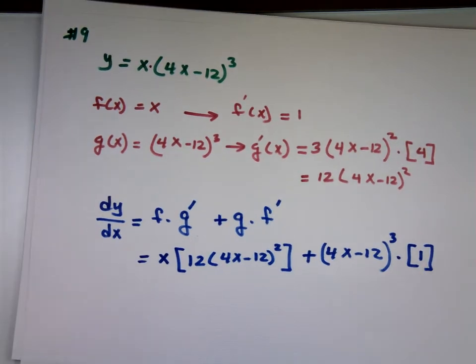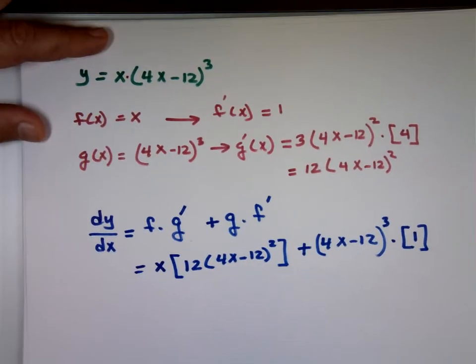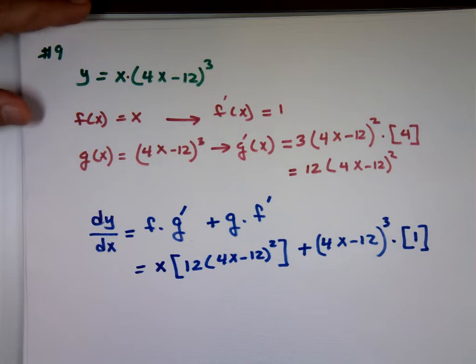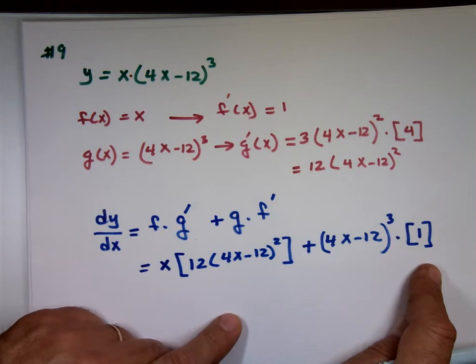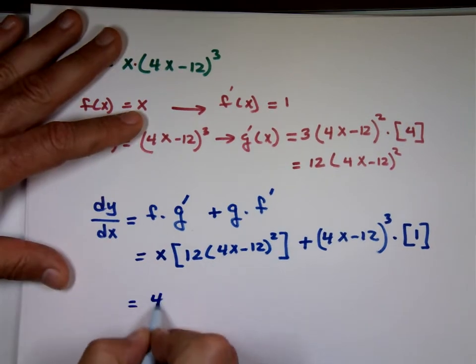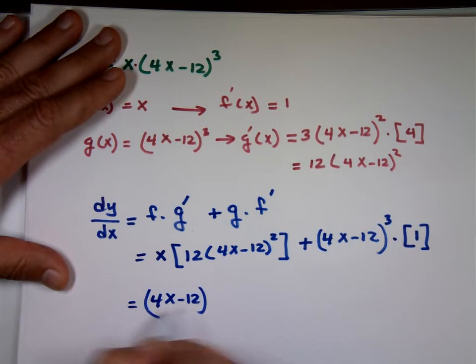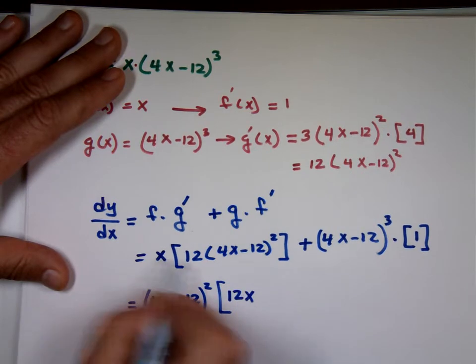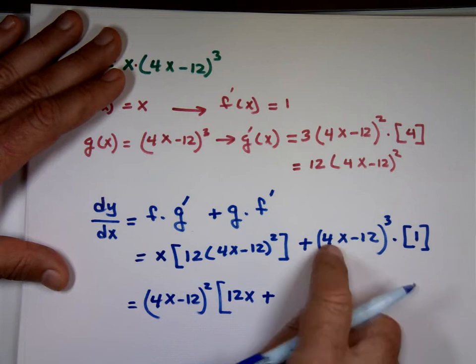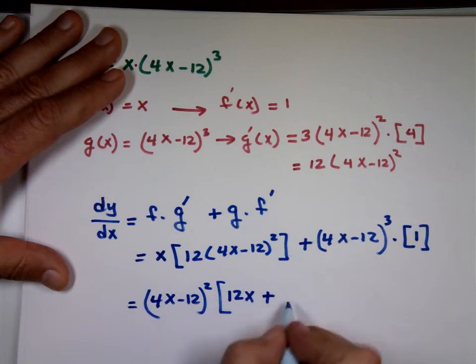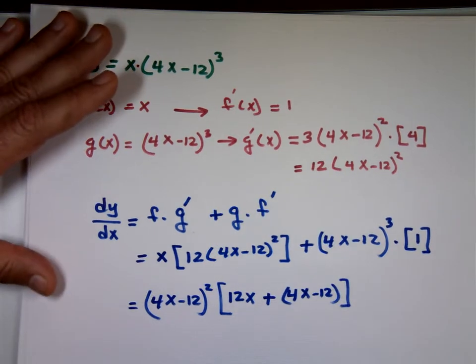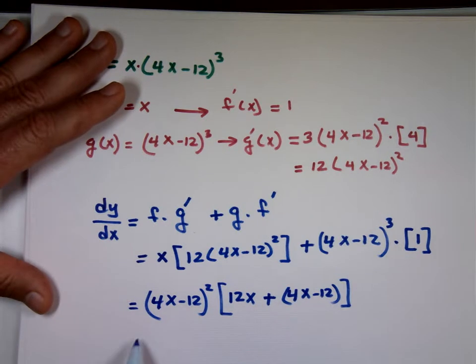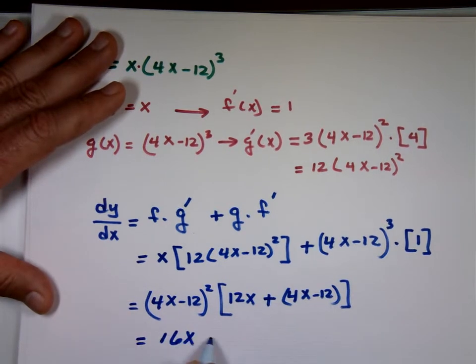Now, I like to simplify my answer, though it's fine there. They probably will accept it there. But if you look at them, both of these terms, what do they have in common? (4x − 12) to what power? 2. So if I take out (4x − 12) squared, what is left in the first group? 12 and x, right? x times 12, 12x. And what's left in the other group? One of these pieces. Can we collect like terms now? What's 12x and 4x? 16x − 12.